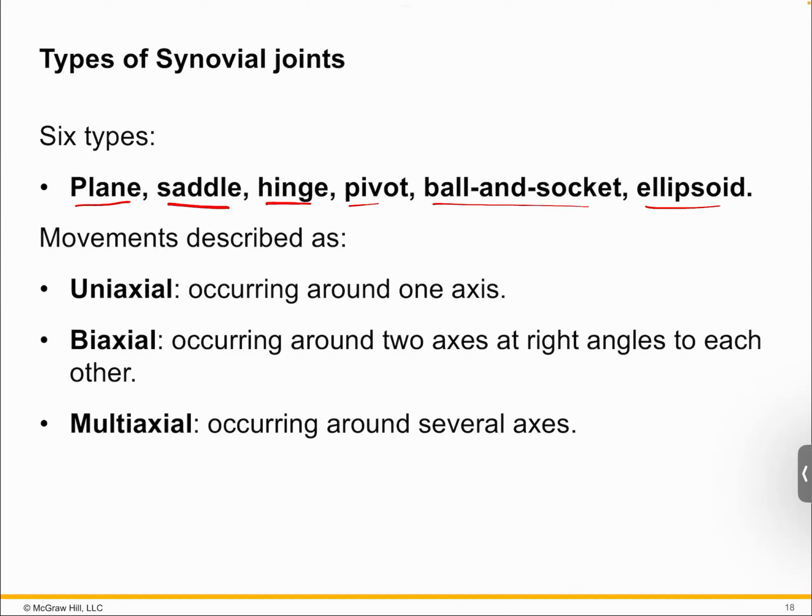But you can also categorize them by movement, right? So for instance, a uniaxial joint will only move across one axis. A biaxial will actually move across two axes, usually at right angles to each other. Saddle joint is a good example of that. And a multi-axial is when you have different axes, so not just two, but multiple different directions that you can move. A good example of that one would be a ball and socket.